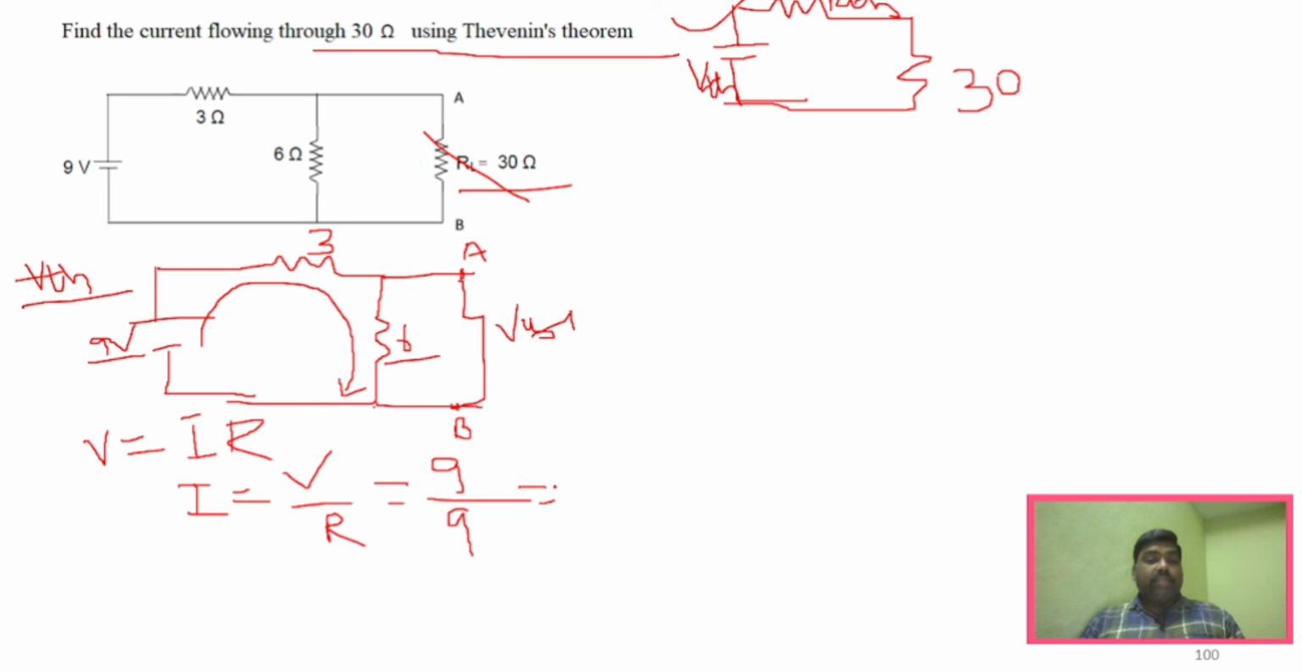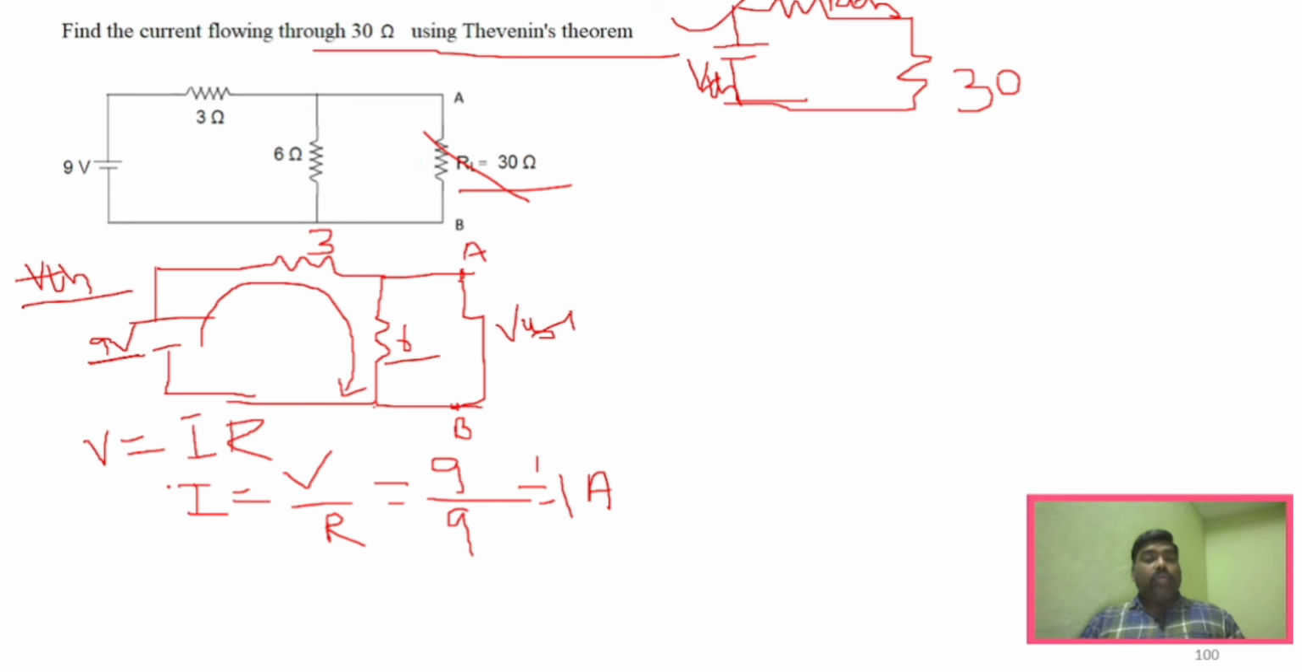So what is the current? The current will be 1 amp. You understand? I is equal to V by R. It is 9 volt, and we add these two resistances to get 9 ohm. So the current is 1 amp.